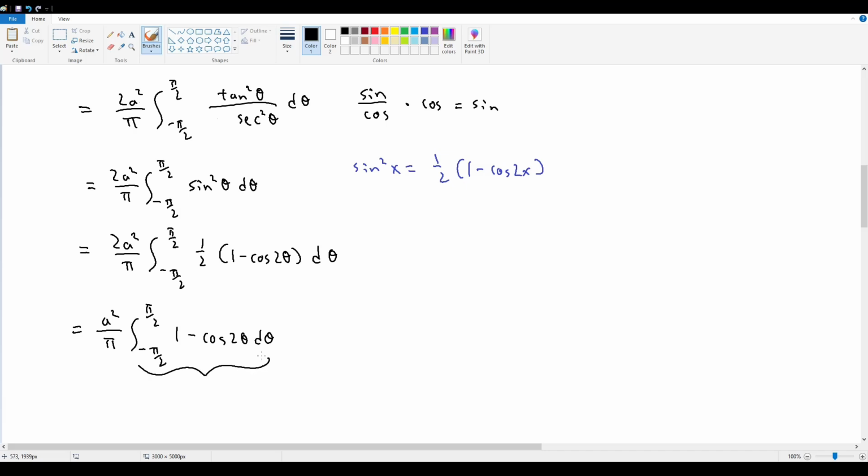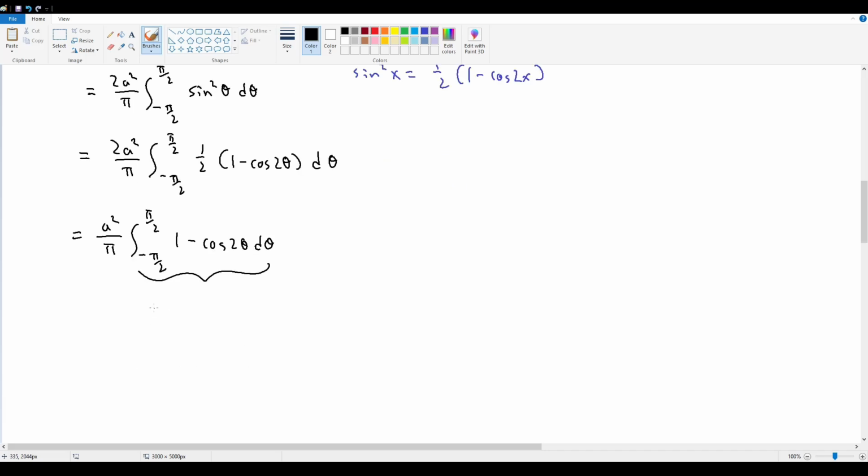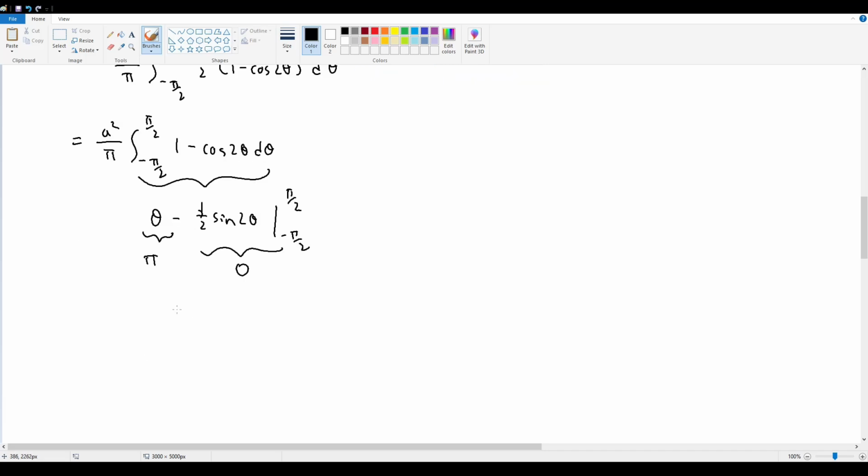This expression right here is going to equal theta minus 1/2 sine 2 theta, I think. Same thing, right? Cosine times 2, yeah, negative pi half to positive pi half. Once again, for the same reason as in part A, this expression is just going to go to 0 because sine of pi and negative pi is equal to 0. This expression right here is going to go to pi because pi half minus negative pi half, right? That's pi half plus pi half.